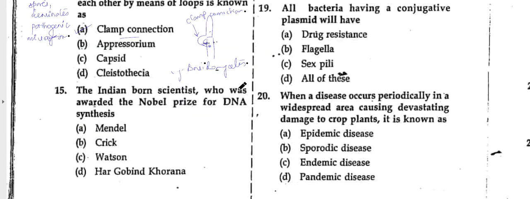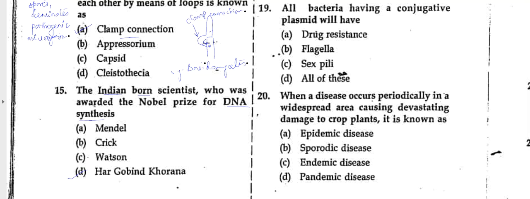Next is the Indian scientist who was awarded the Nobel Prize for DNA synthesis. When it's about the Indian born scientist for DNA synthesis, it will be Har Gobind Khorana.